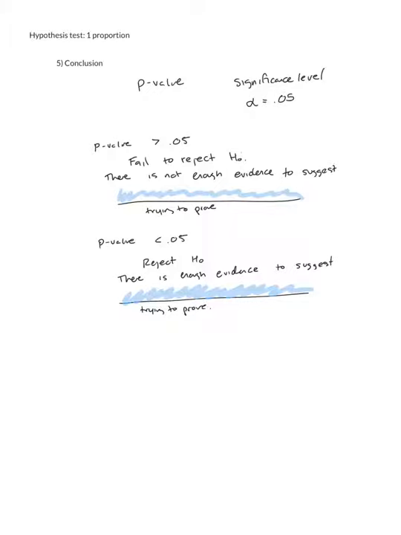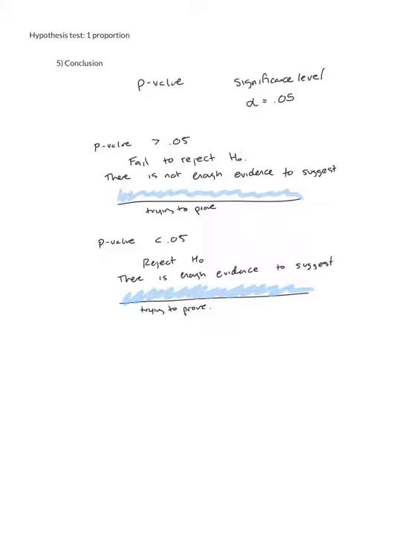For instance, once again, if this is a trial by jury, what we're saying is there's less than a 5% chance that all these circumstances would line up if the person's actually innocent. So, chances they're innocent look really, really small. We therefore reject the idea that they're innocent. There is enough evidence to suggest that they're guilty. Now let's go ahead and try a couple examples of this.